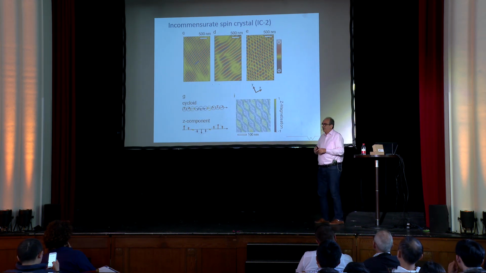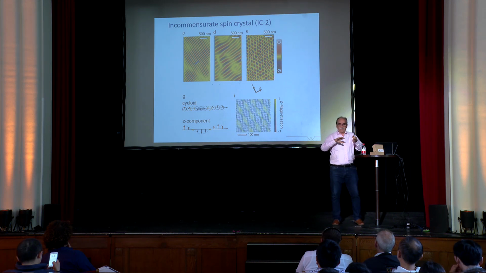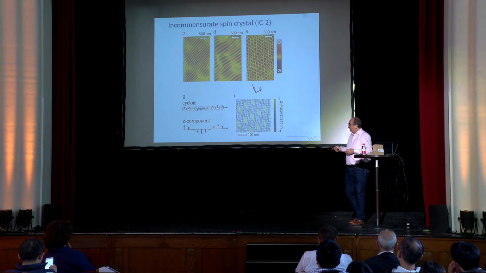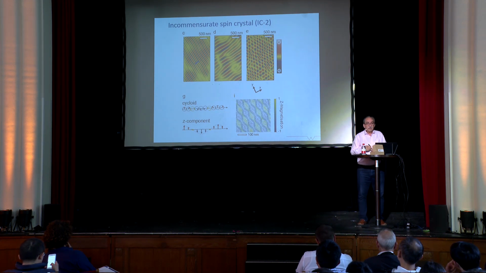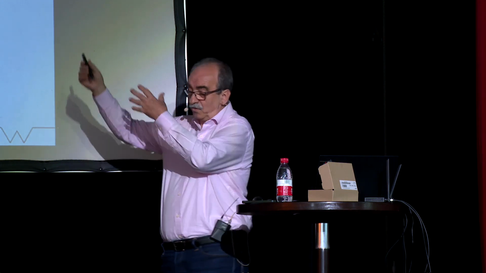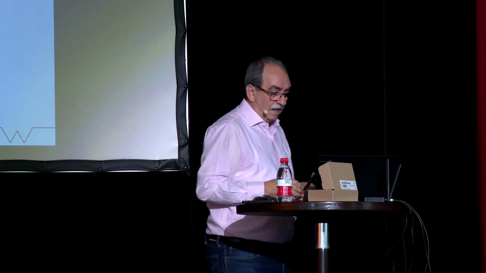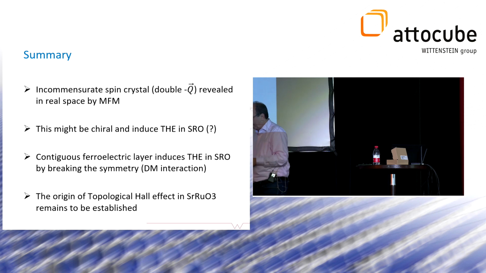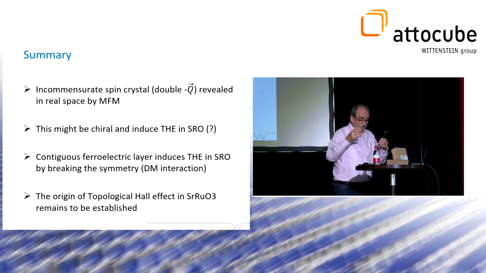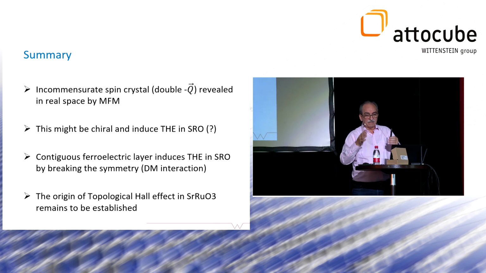We believe that we have two structures, with either helicoidal or cycloidal patterning. We actually don't know. We cannot say anything about that. The only thing we can say is that we have a double Q structure, which is called by Tokura the spin crystal. No more than that. So I'm ending here my talk, summarizing that we have detected in real space that very interesting domain structure.